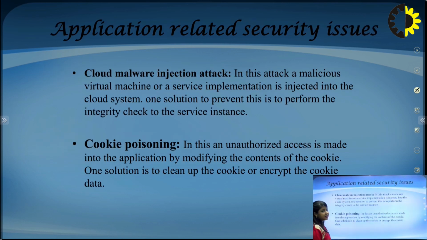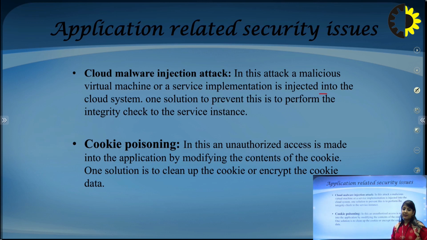Next are application related security issues. So what are the different application related security issues? First is the cloud malware injection attack. Means there will be an attack by a malicious user. A malicious virtual machine or a service implementation is injected into the cloud system.